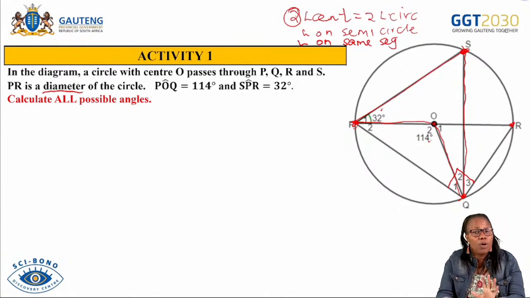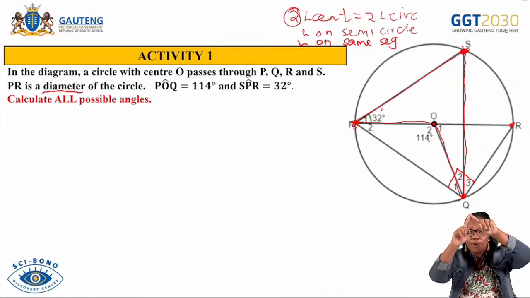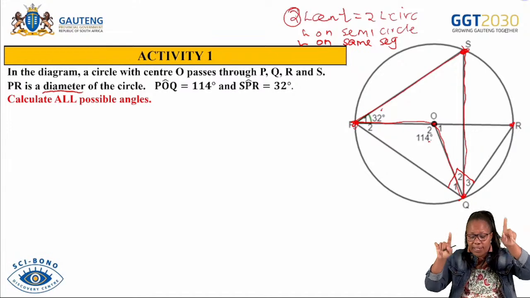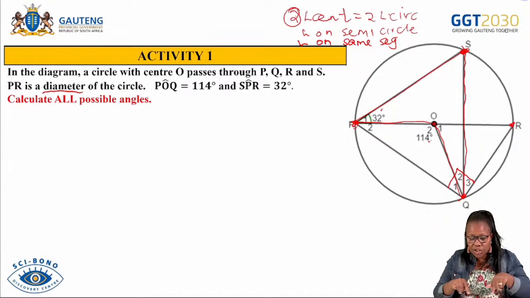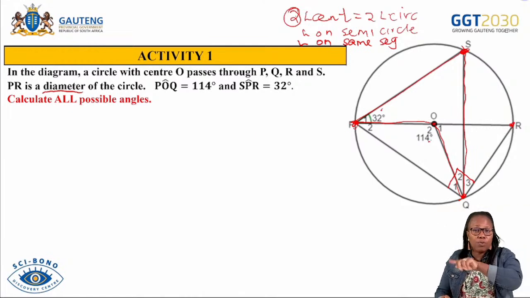Do we have equal chords? No, we don't have. Class number 2, we pass. We go to class 3, cyclic quad. A cyclic quad is a four-sided figure inside the circle with all the vertices touching. We do not have a four-sided figure inside the circle, so we pass that one.